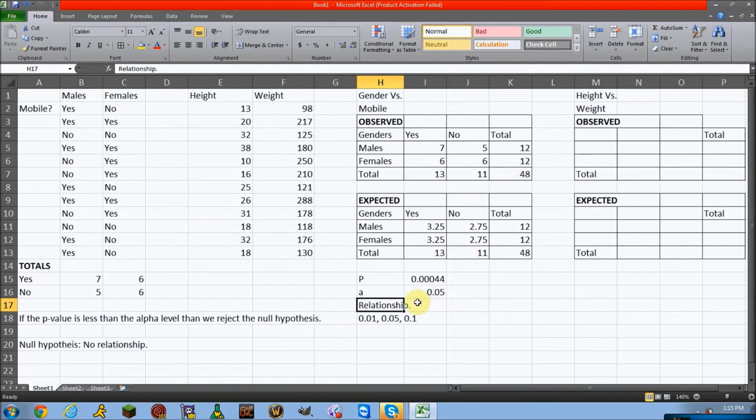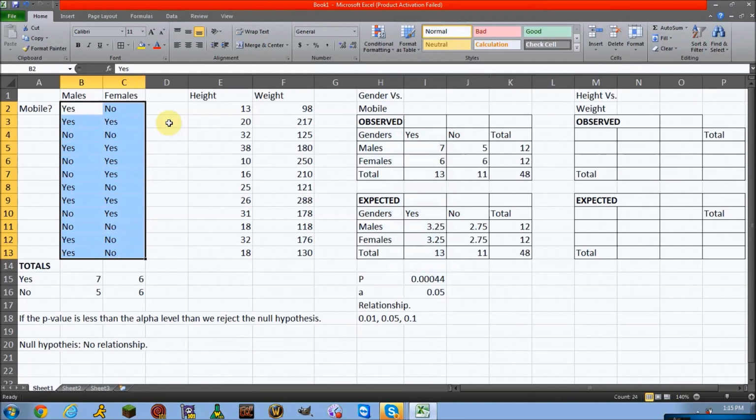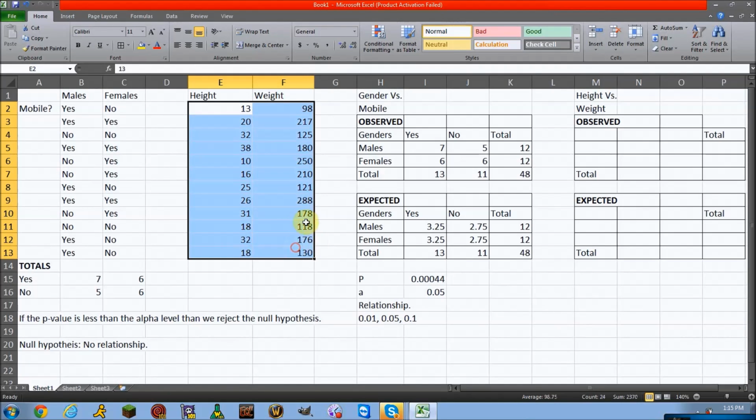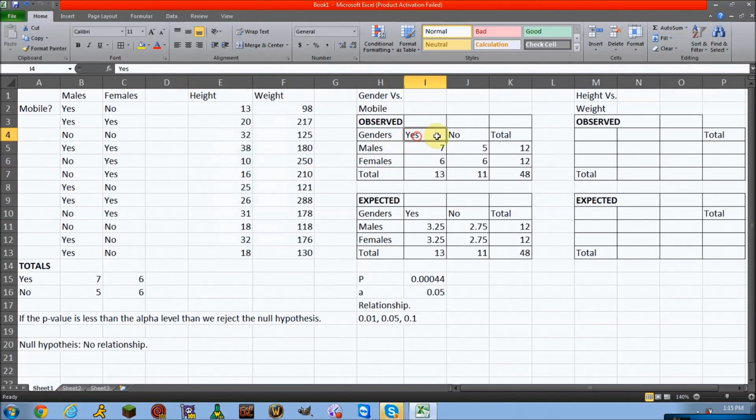Now, this is how you do a chi-square test using this type of data, using descriptive data. Now, for numerical data, it gets a little more complicated because you need to do the exact same thing. You split your data into categories, like we did here: males, females, yes and no. But since we have different numbers here, now you're going to have to make your own categories.